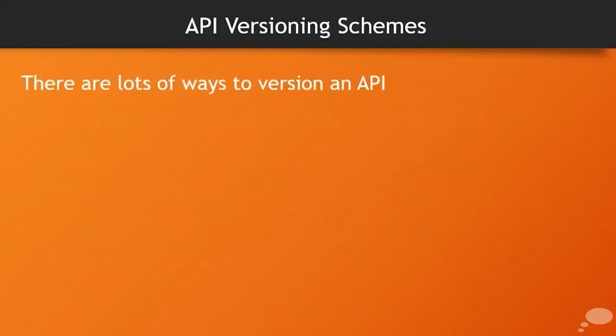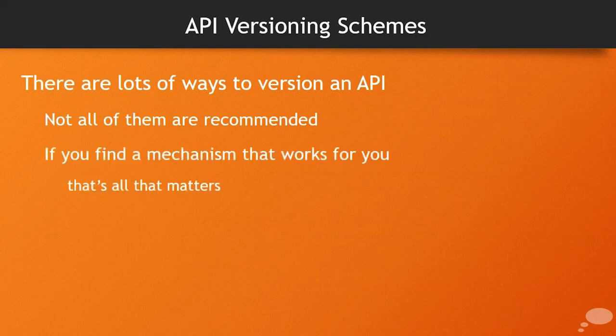So there's a few different ways to handle API versioning. I don't suggest there is one that should rule them all. Some of them are more difficult to implement but have some other benefits. Some of them are simple to implement and have some cons that we should be aware of. If you find a mechanism that works for you and your company, you don't need to necessarily change that.